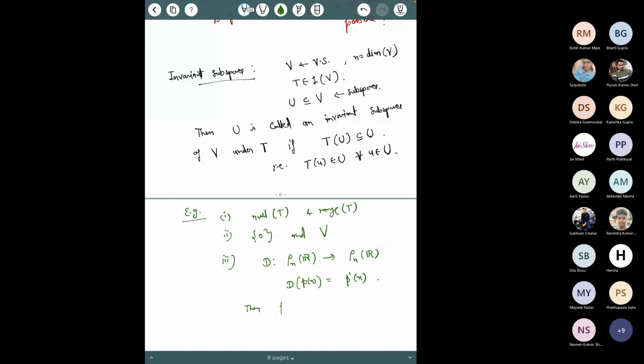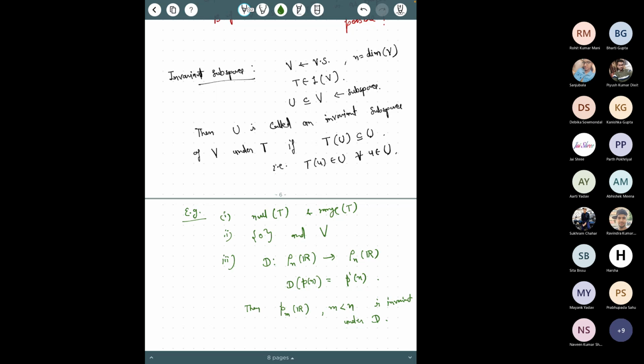So then you can say that P_m(R), where m is less than n, is an invariant subspace of P_n(R) under this T. So this way, for any subspace, you just check what is the image of that subspace under the given transformation. If it belongs to the same subspace, then you say that it is invariant.